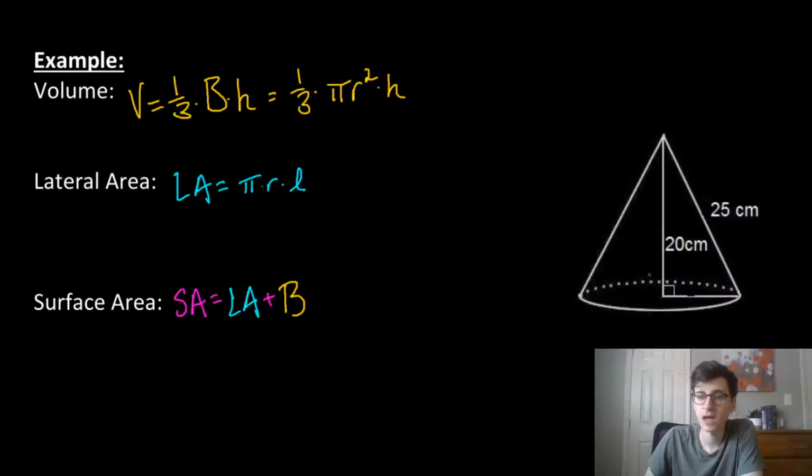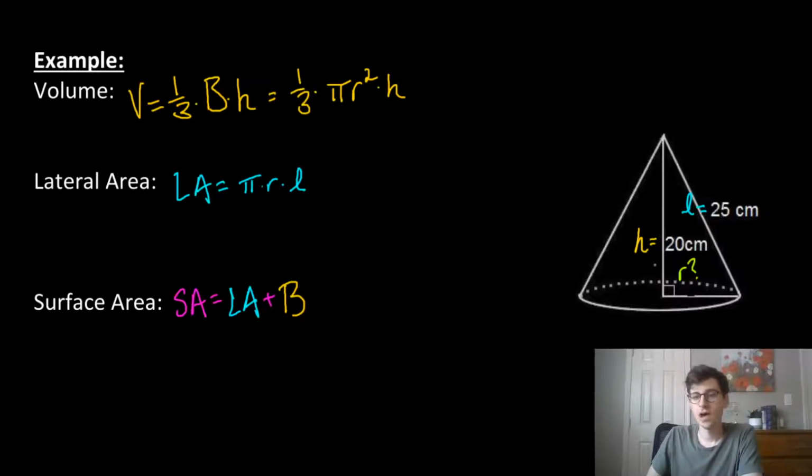It gives me the height right here, 20 centimeters. So this is the height. It gives me the slant height, which is 25 centimeters. That's this right here. But I do not know the radius. So let's find it, because obviously in order to solve for volume or for lateral area, and then even further for surface area, we need to know the radius.